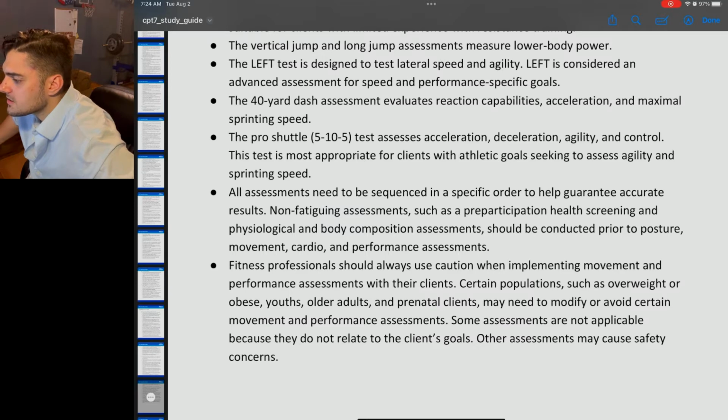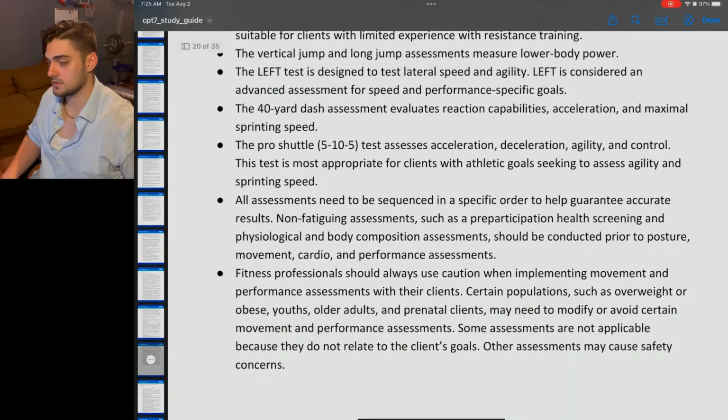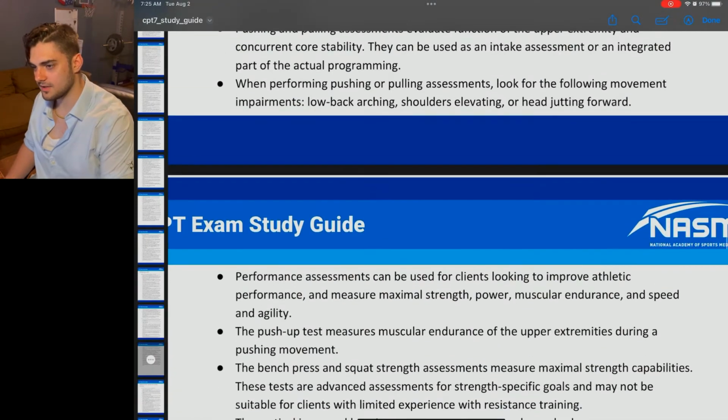Certain populations, such as overweight or obese, youth, older adults, and prenatal clients, may need to modify or avoid certain movement and performance assessments. Some assessments are not applicable because they do not relate to the client's goals. Other assessments may cause safety concerns. So that's the study guide for it. A lot of stuff in there.